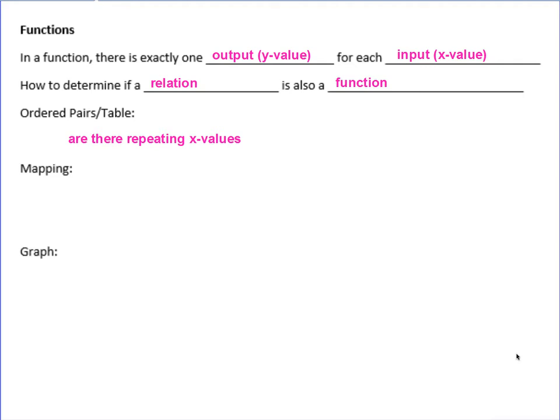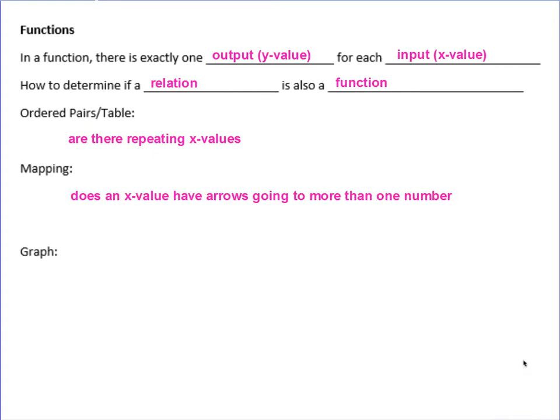So if I'm looking at a set of ordered pairs, or if I'm looking at a table, I'm looking for repeating x values. If there is an x that appears twice in a table, it is not a function. If there's an x that appears twice in a list of ordered pairs, then that relation is not a function.